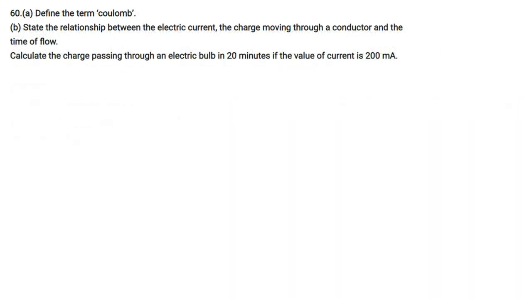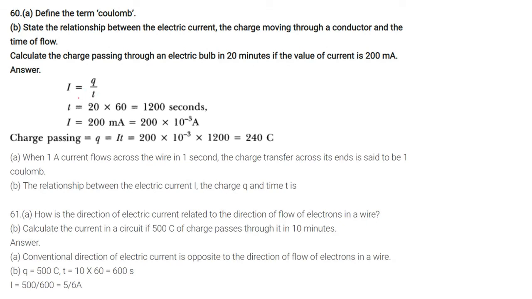Define the term coulomb. I is equal to Q by T. The electric current is the rate of flow of charge. So what is the time here? Let us see this question in entirety. First, we'll talk about the coulomb. When 1 ampere current flows across the wire in 1 second, the charge transferred across its end is called 1 coulomb. And the relationship between the electric current I, charge Q and time T is I equal to Q by T.